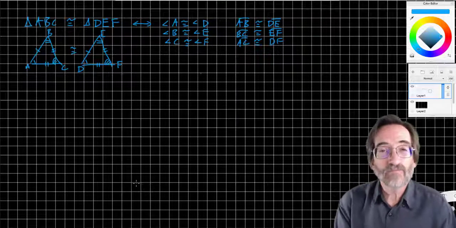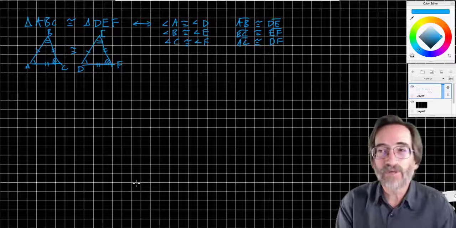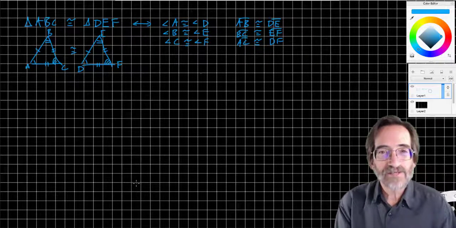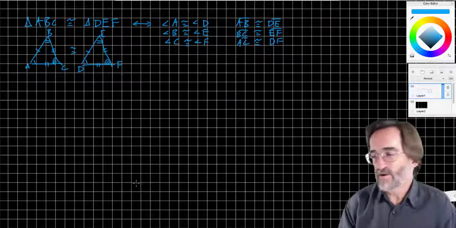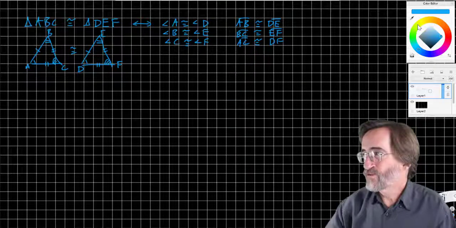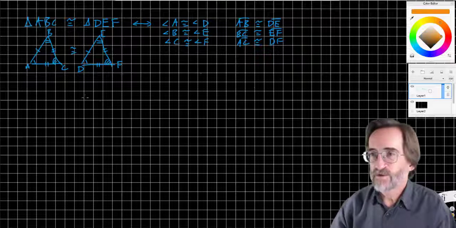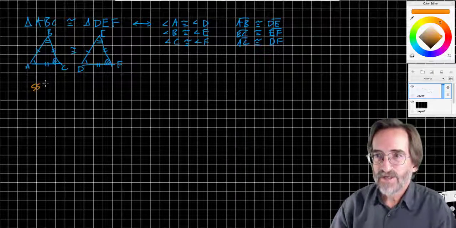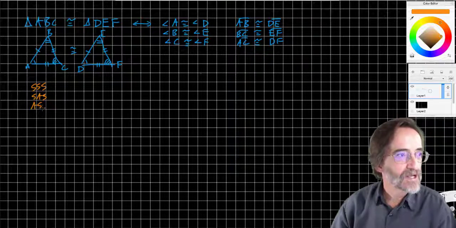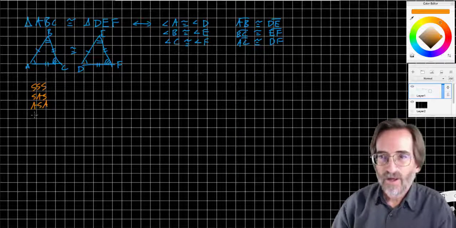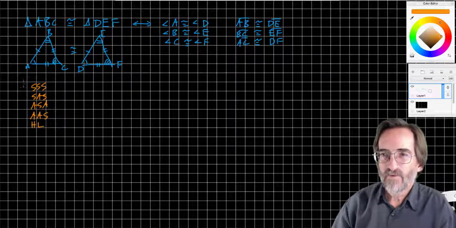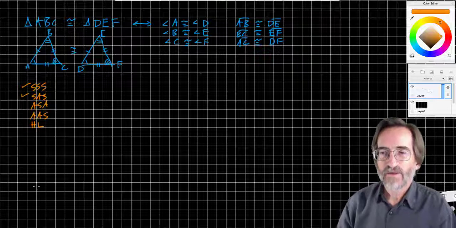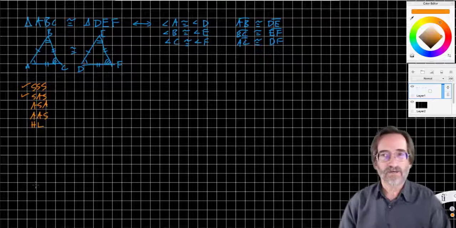Now that's a lot of stuff to prove, but the question then comes to mind: is there a shorter way to prove two triangles are congruent, or do I simply have to prove that all 6 parts are congruent? And the answer is yes, there is a shorter way. There are several shorter ways. We're going to be reviewing them or learning them in this unit. They are side, side, side; side, angle, side; angle, side, angle; angle, angle, side; and hypotenuse leg. We're going to look at 2 of them today: side, side, side and side, angle, side.